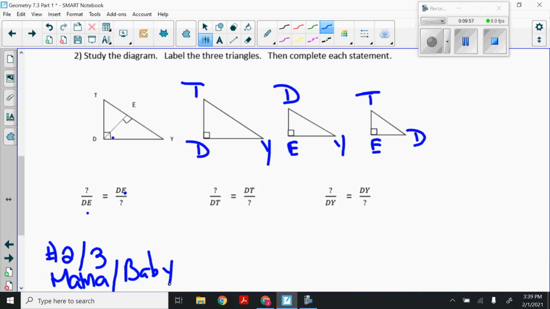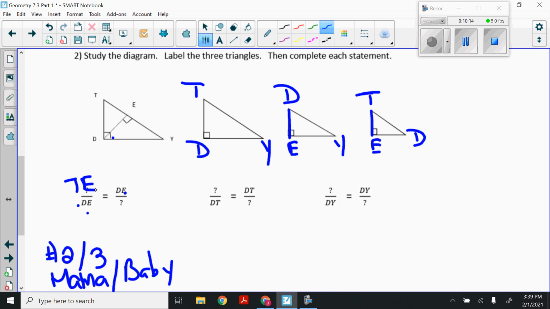It doesn't matter which one, I just do the first one. So I'm going to call this one my Mama. So DE in Mama, okay? I want the same side, same orientation in Baby. So that would be TE. So I could say TE.